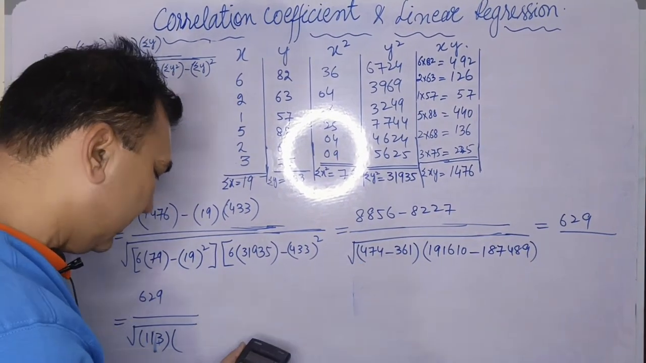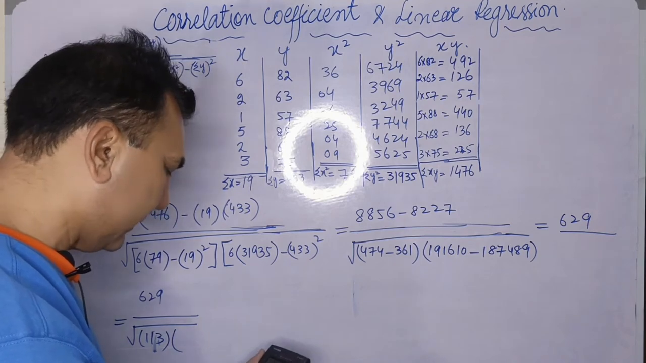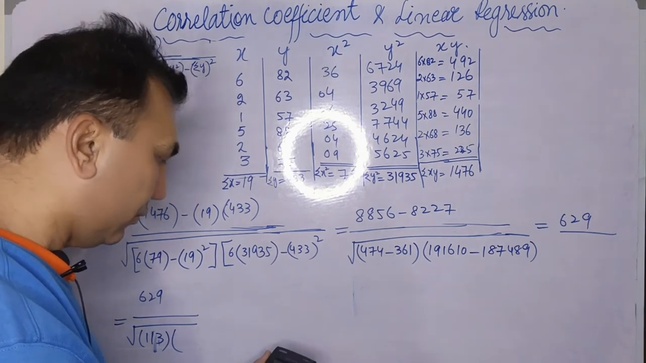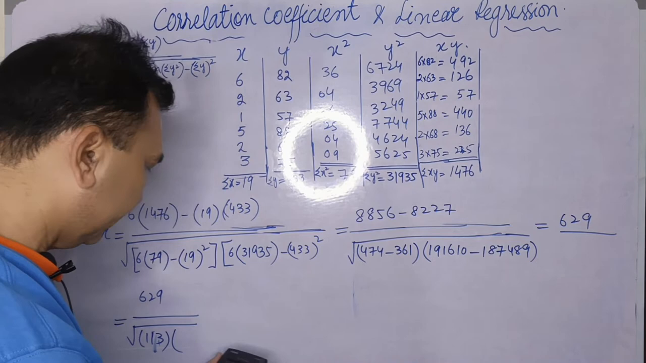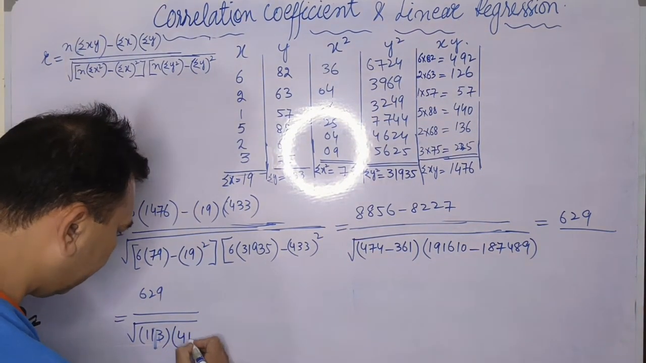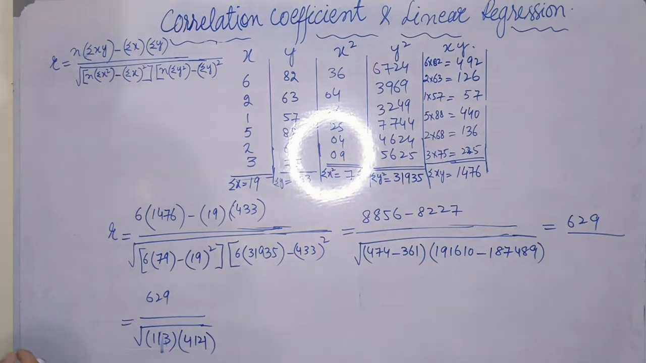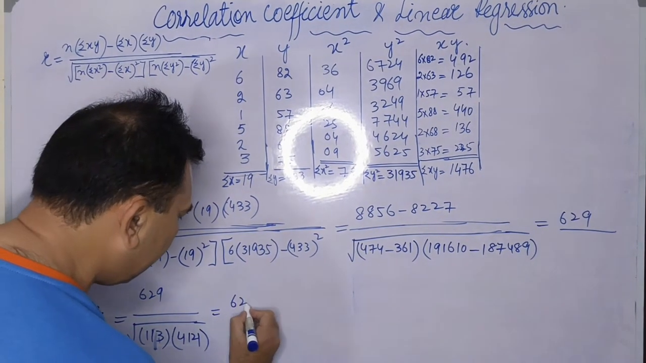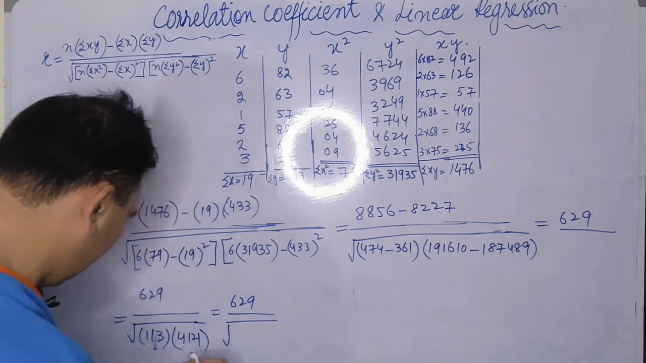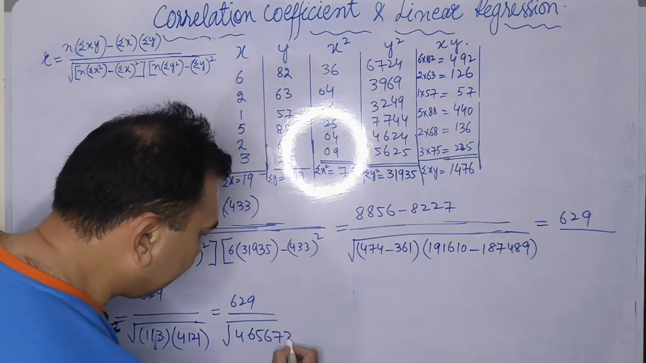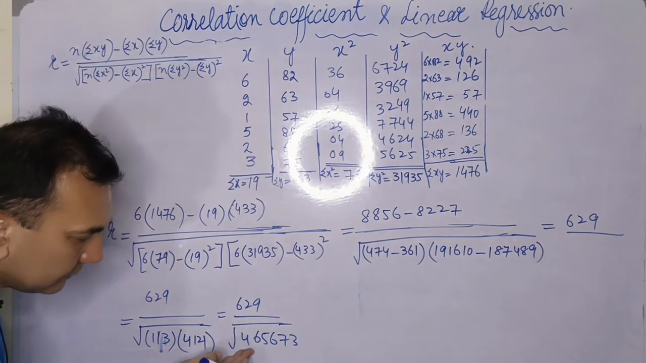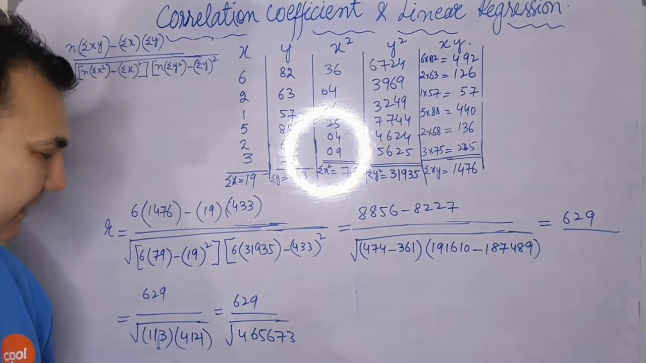Then we subtract 1,87,489 from 1,91,610. So it comes up with 4,121. Now we multiply 4,121 with 113, which comes up with the value of 4,65,673. Now we will take the square root of this value.